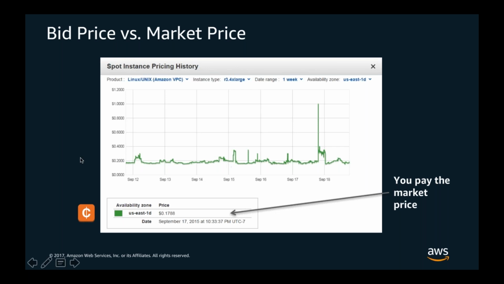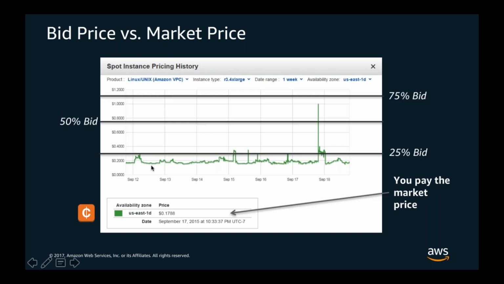So in this case, I'm showing a week's history of spot pricing for the R3 4 extra large over, I said a week, in the US East 1D region and availability zone, right? So it was hovering just under 20 cents per hour. You can see there were a couple of spikes there, right?